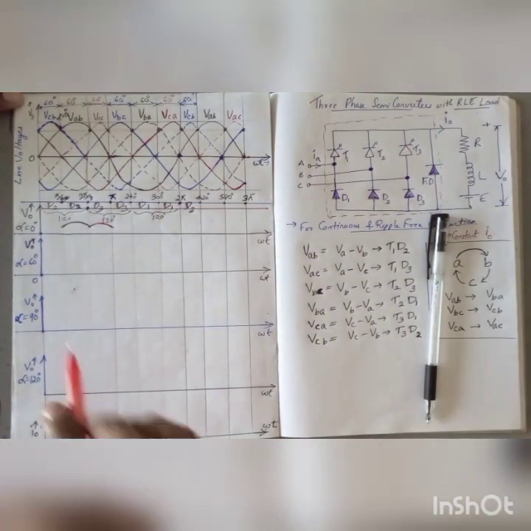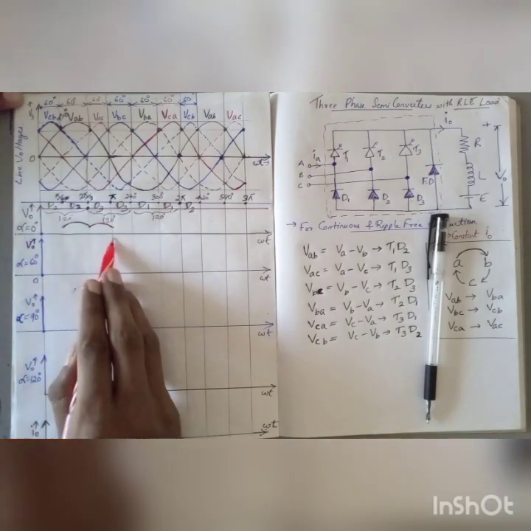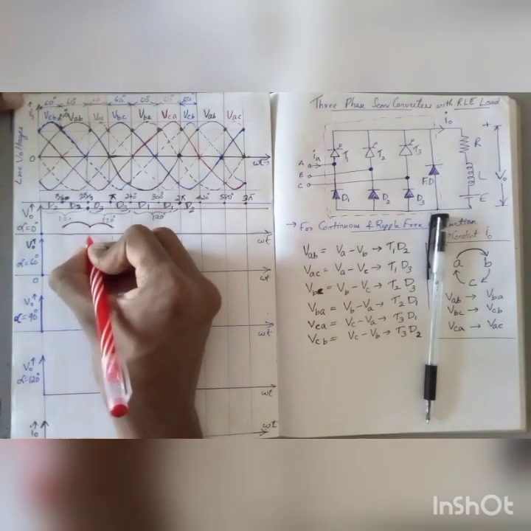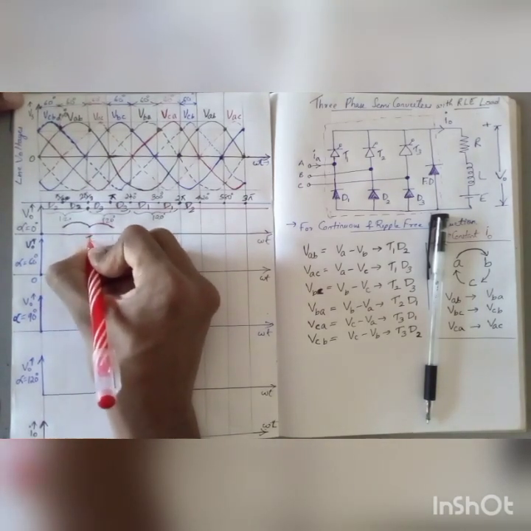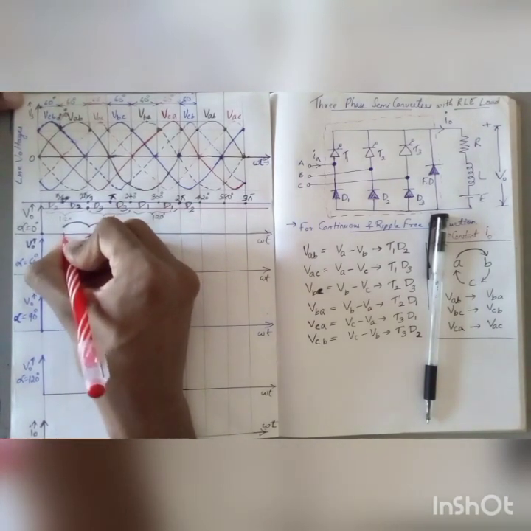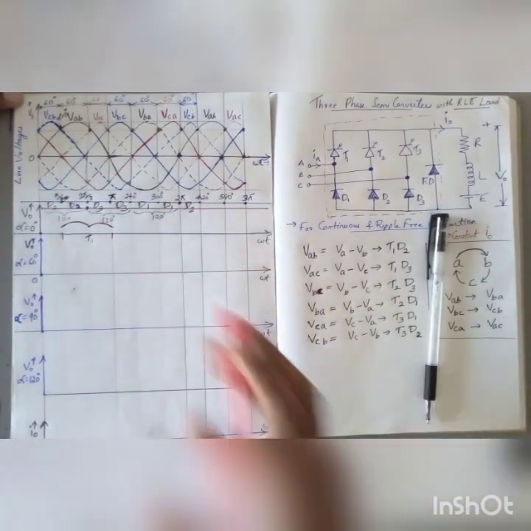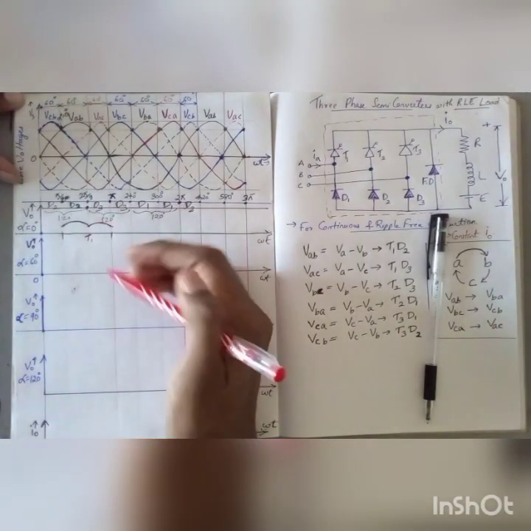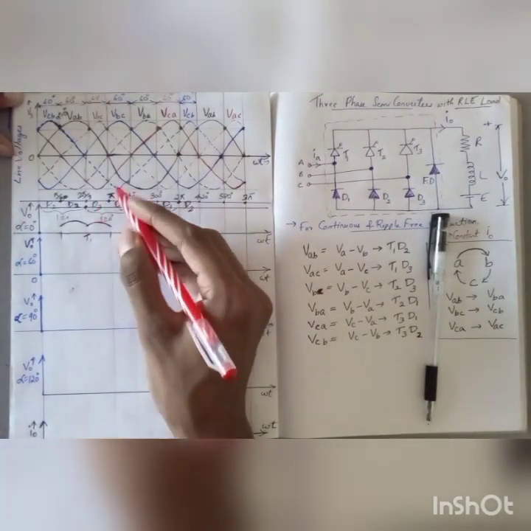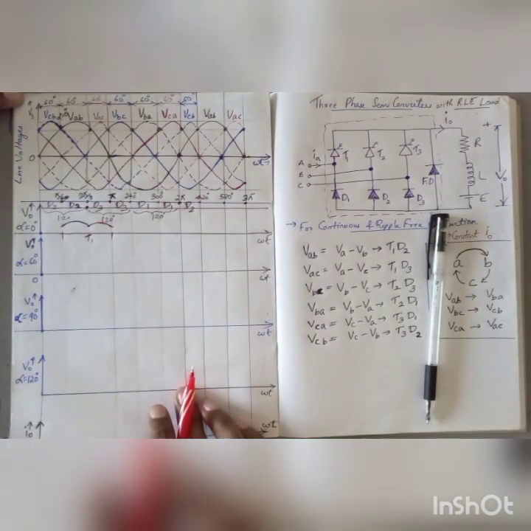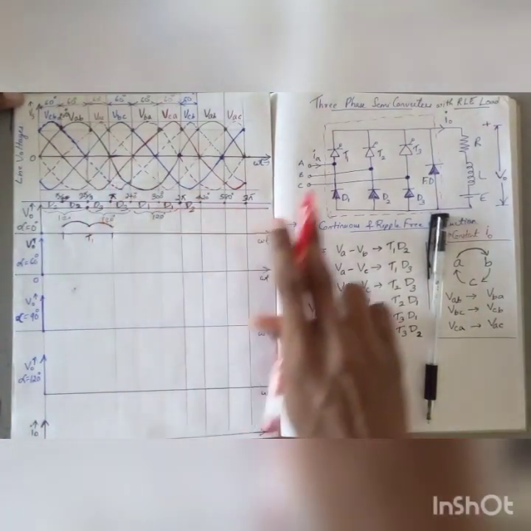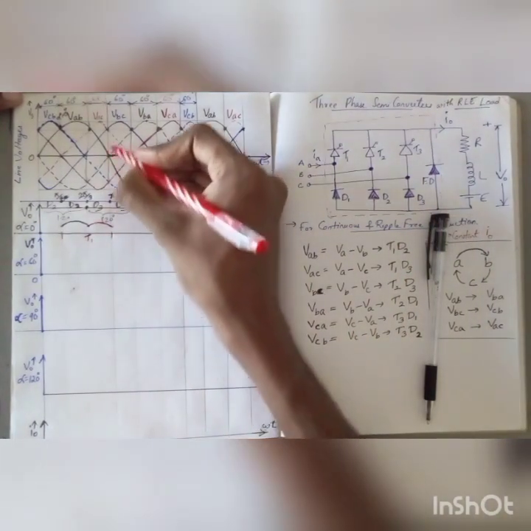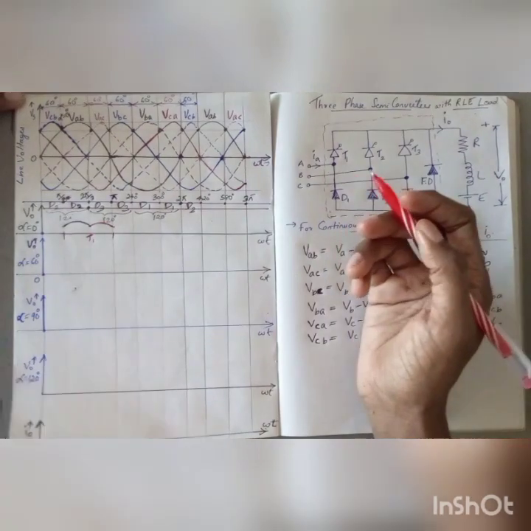Just be careful: from 60 degree to 180 degree, which thyristor is conducting? T1. T1 is conducting from 60 to 180 degree. Then at omega t equal to 180 degree, what happens? My thyristor 1 has already completed 120 degree of conduction. So now we have reached omega t equal to 180 degree.